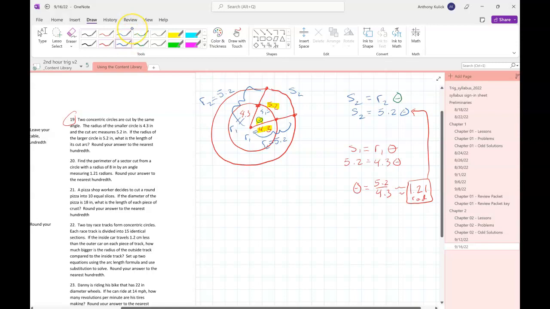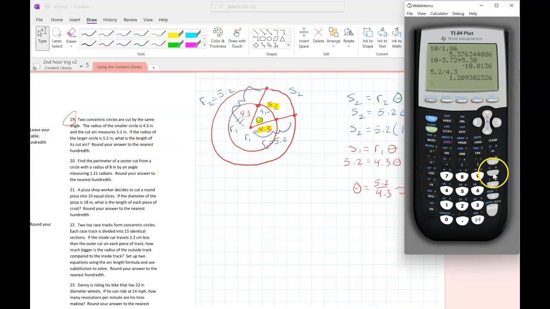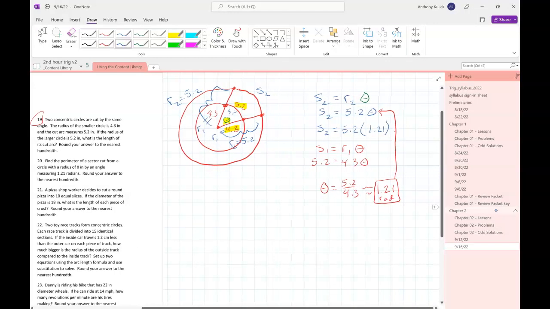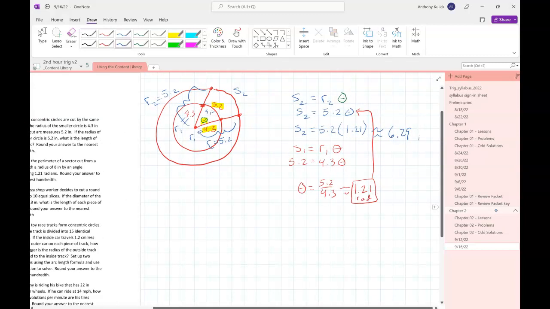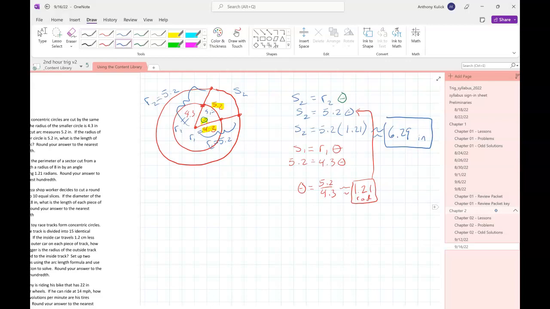And since that is the same theta for both of these, I can just plug that in. I get about 6.29. I think all of the units here were measured in inches, so that should be in inches. Does that feel okay? So that's the answer, 6.29. Yep.